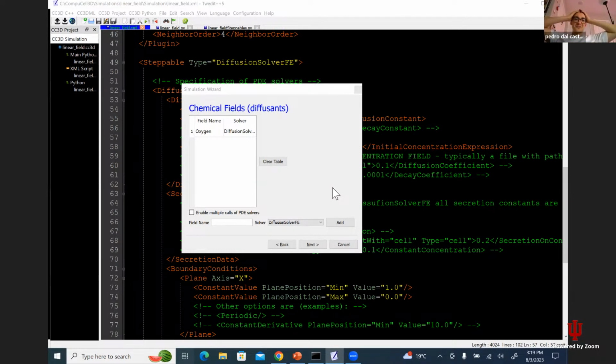I know this window is very annoying. It pops up and you have to switch back, but that's the way to go, unfortunately.